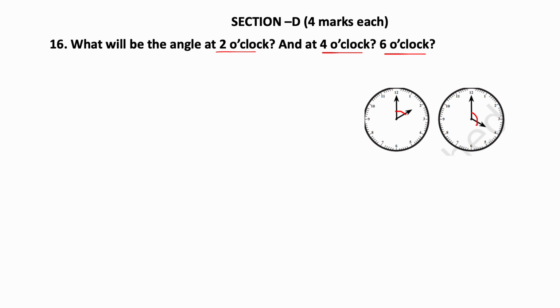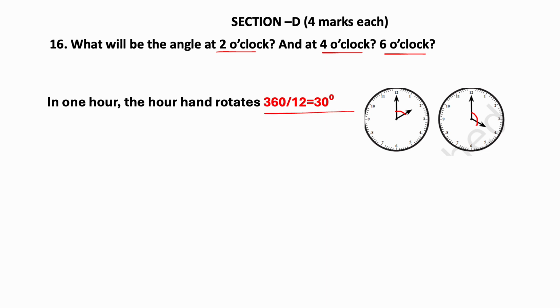See, in 1 hour, the hour hand rotates 360 by 12, that is 30 degrees. One full turn or one full rotation is 360 degrees. In a clock, we have 12 hours. So, in 1 hour, the hour hand rotates 360 by 12, that is 30 degrees.